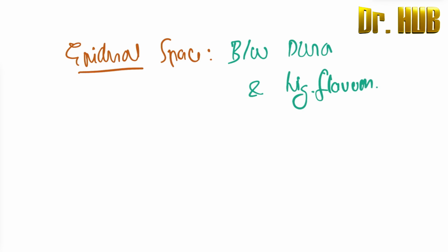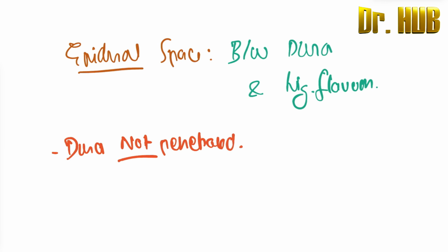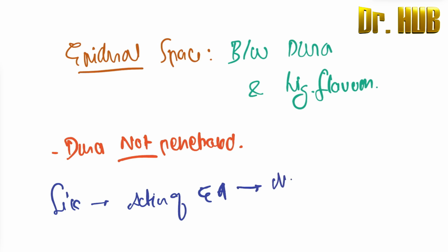Next, the dura is not penetrated. Then the site of action of epidural anesthesia, which we are writing as EA, is the nerve roots.